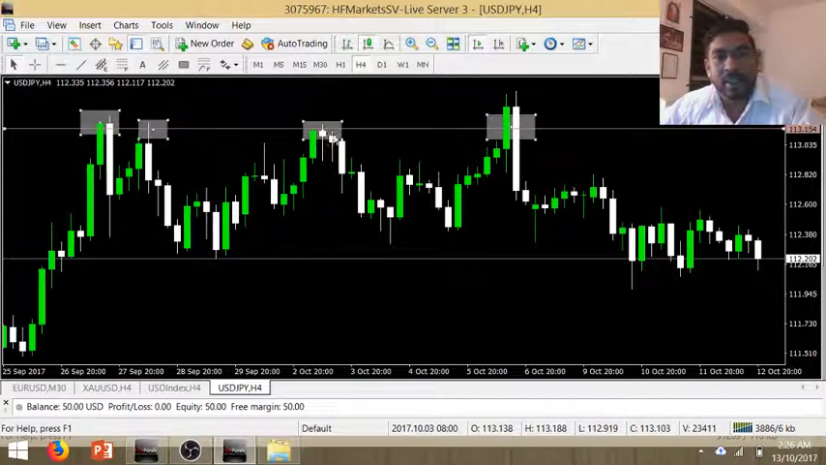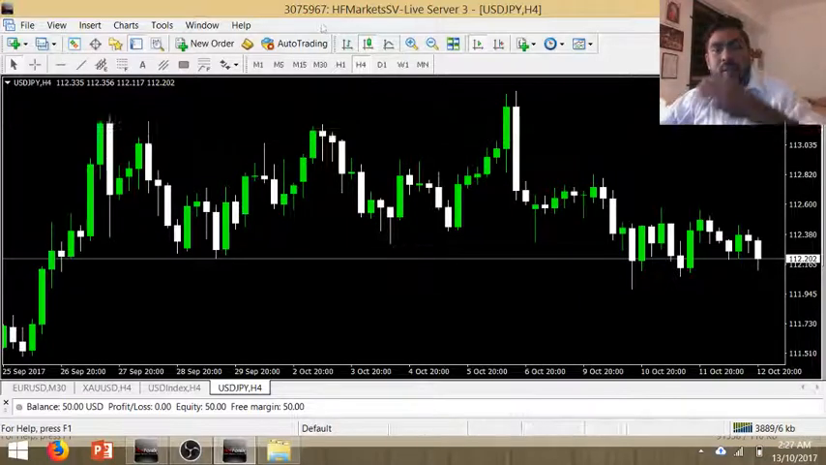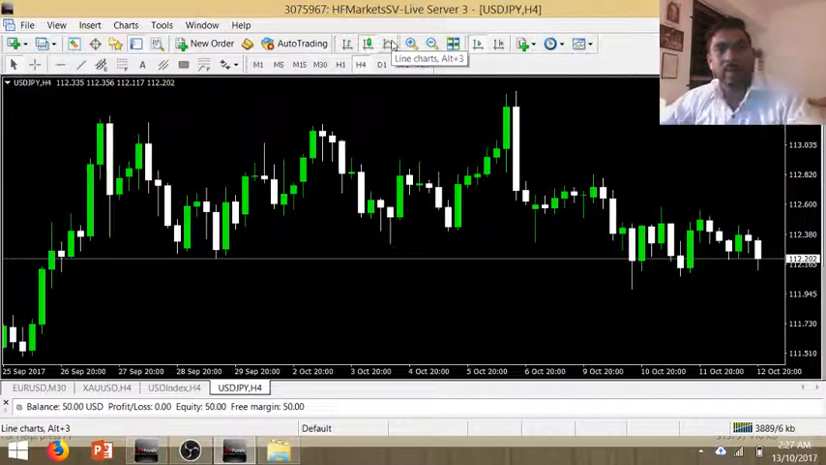So this is actually a very strong level, where we can assume that if the price were to come back to this level, it is most likely to be rejected, because this is a price that we can say is quite high at the time of trading right now. Okay, so let us remove this, let us go back to the line chart.